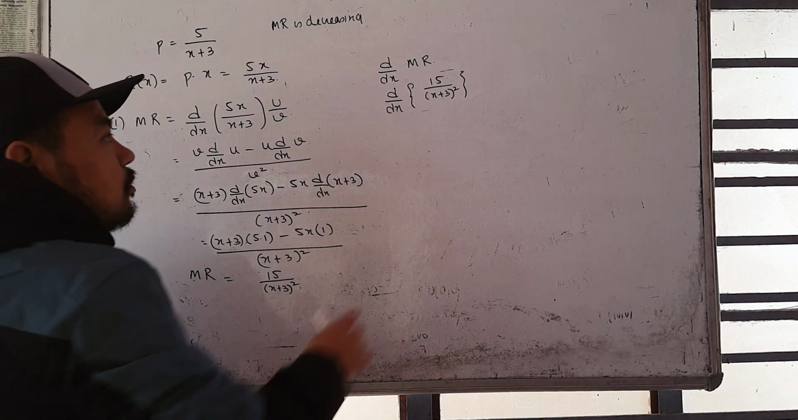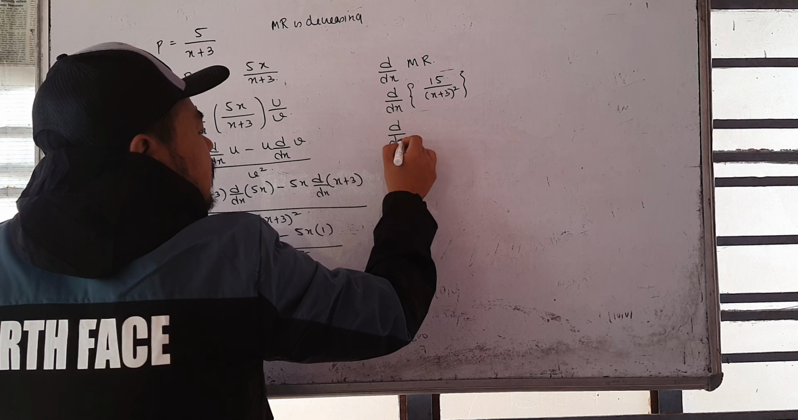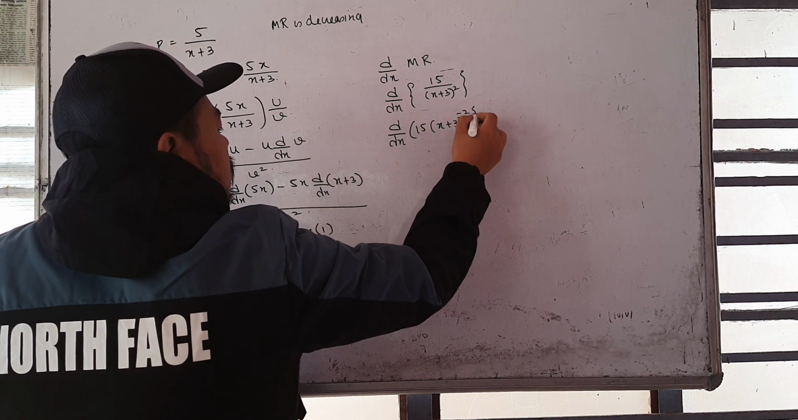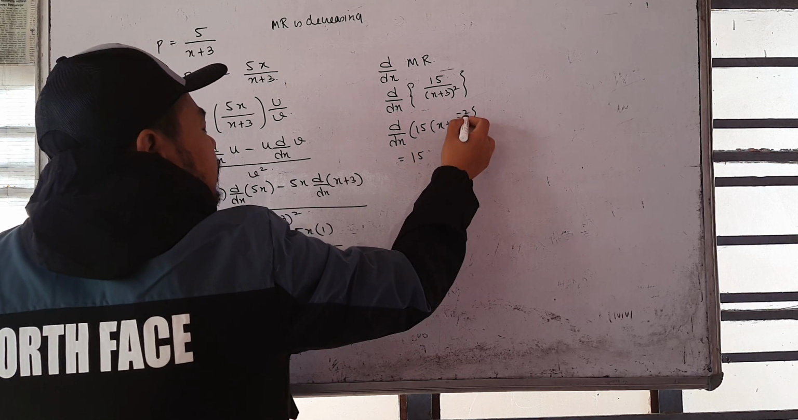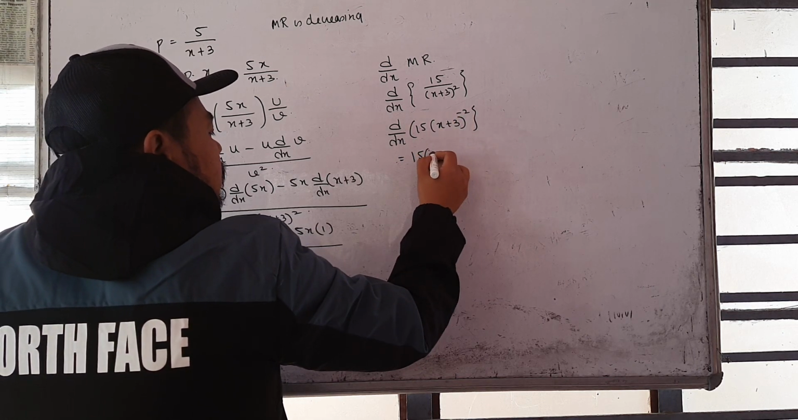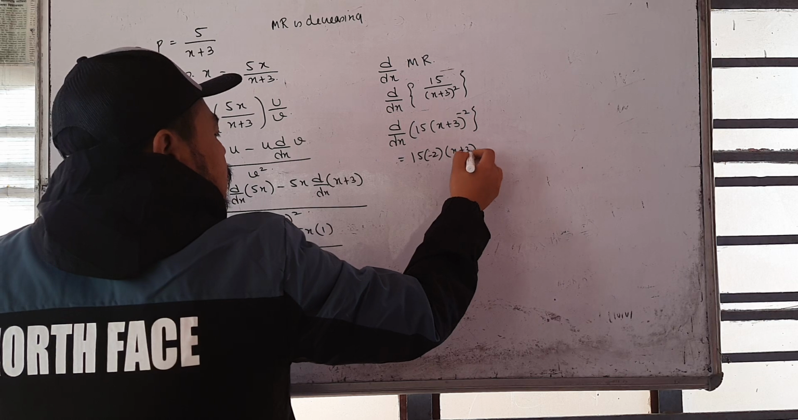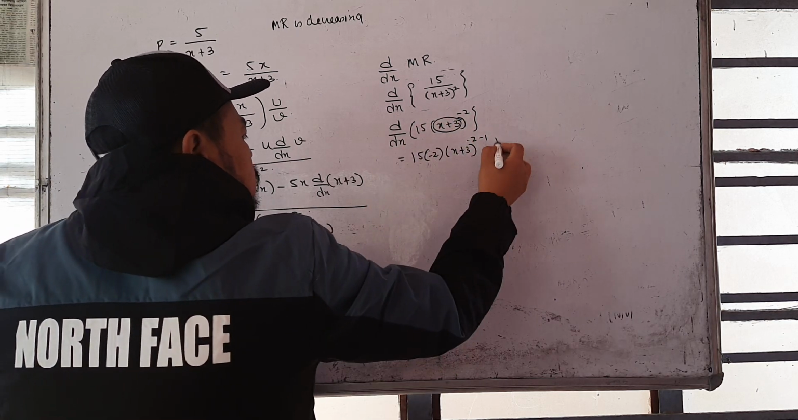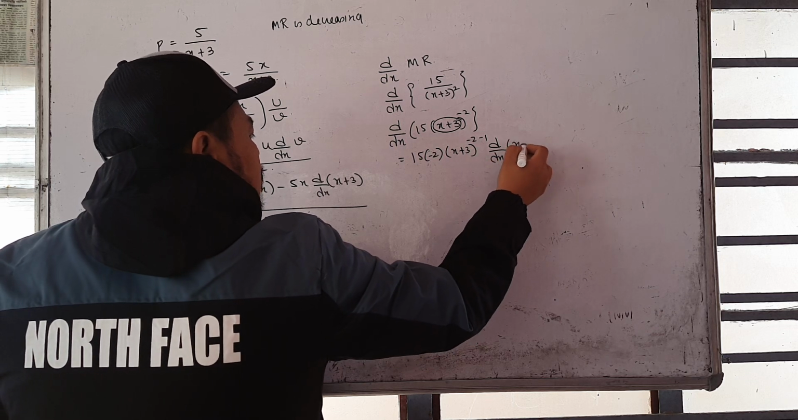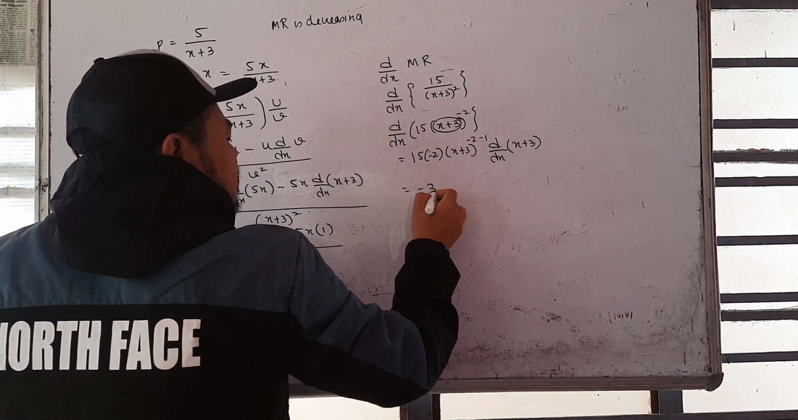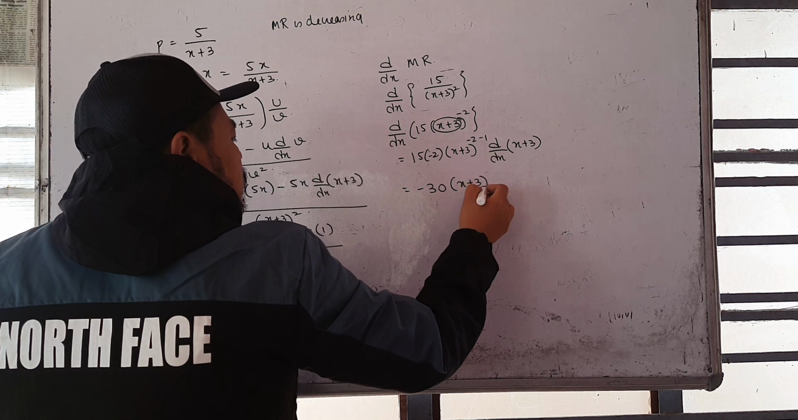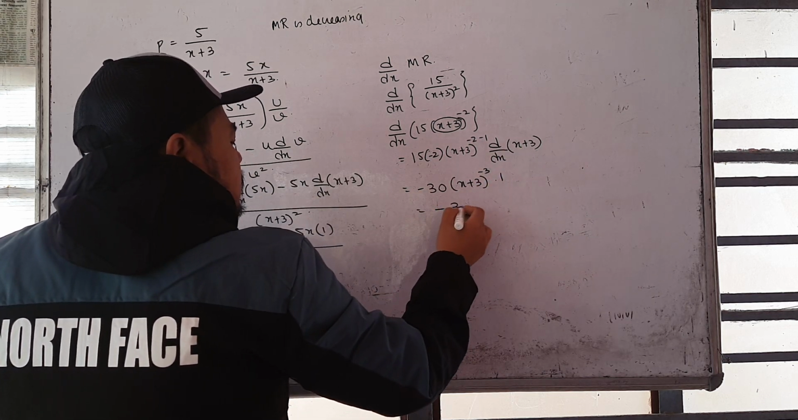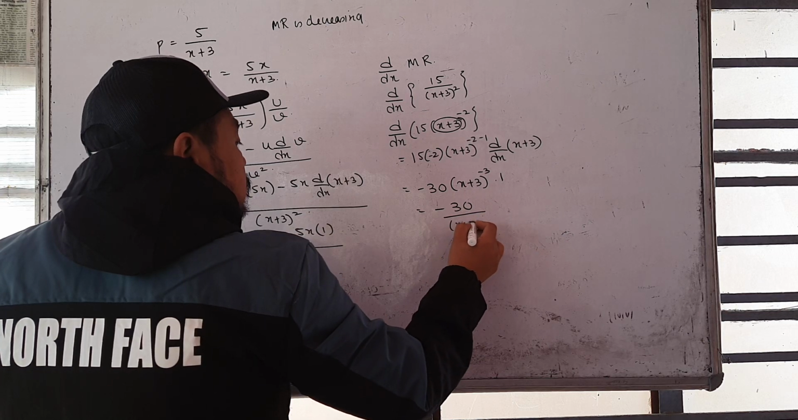Can anyone tell me why? Because 15 is a constant, so I can directly take this power up. So 15 times x plus 3 whole to the power minus 2. Differentiate, guys. What happened to this minus 2? So we have minus 2 x plus 3 to the power minus 3, d by dx of x plus 3. Derivative of x is 1. So we are getting minus 30 x plus 3 whole to the power minus 3. So can I write this as minus 30 divided by x plus 3 whole cube?